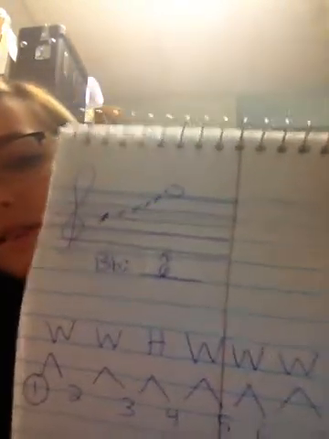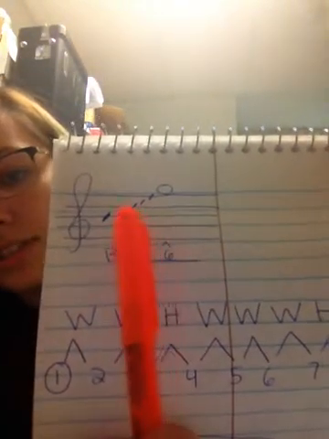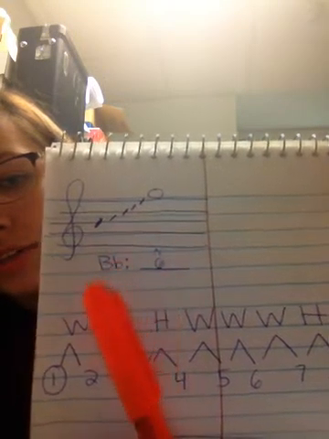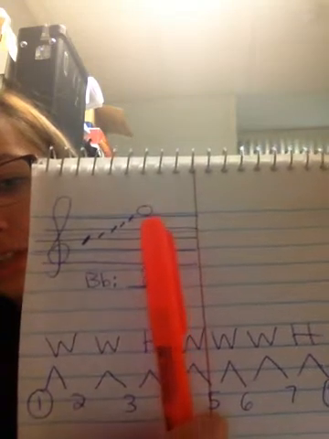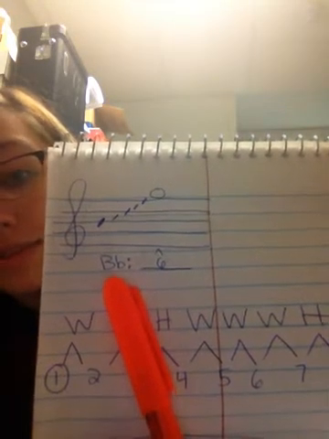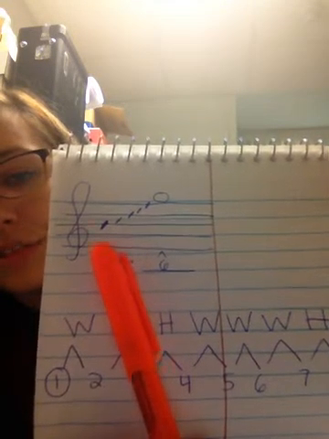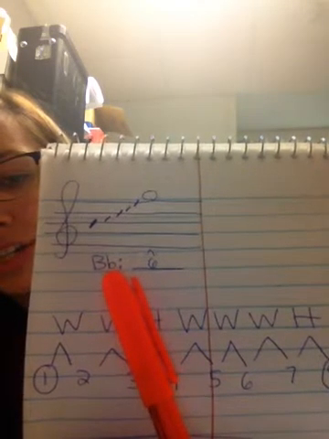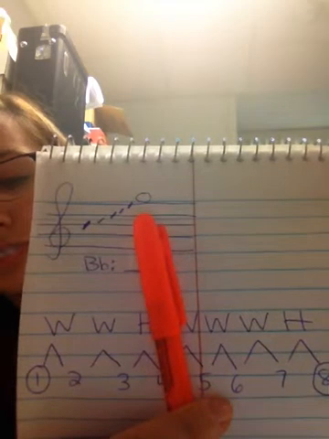And what this is, they give you a note. So they gave us G, and they told us you are in B flat major. So what we have to do is figure out which scale degree G is in B flat major. So how you can do that, there's a really simple way.